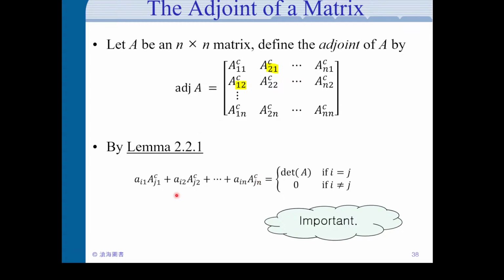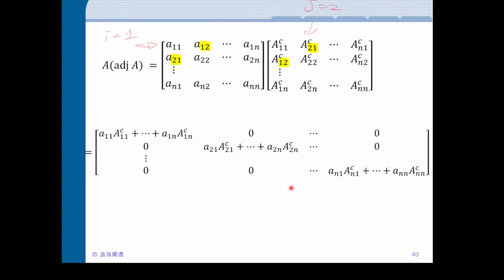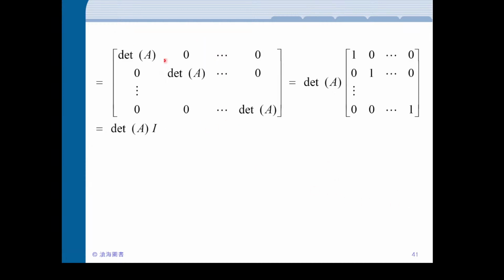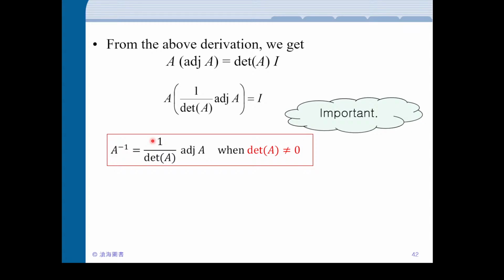And we say that i not equal to j gives 0. So this row multiplying this column equals 0, and this will give us this 0 here. Okay, so you see all off-diagonals are 0, and the diagonals are all the same. They are all the determinant of A. That's from our lemma 2.2.1. And in the result, we have this thing is just the determinant of A times the identity matrix. So A times the adjoint of A equals the determinant of A times the identity matrix.